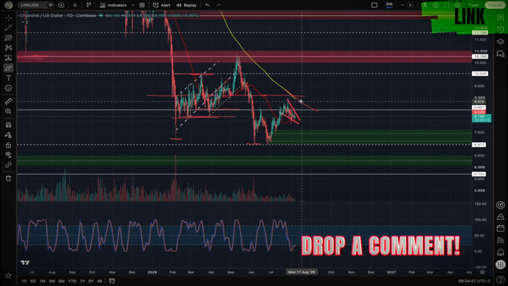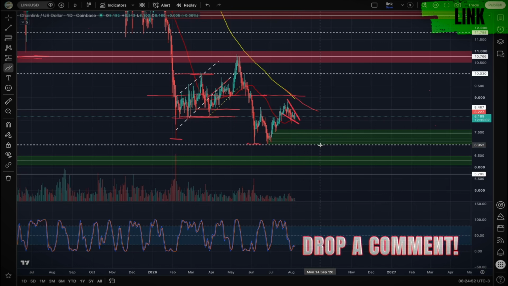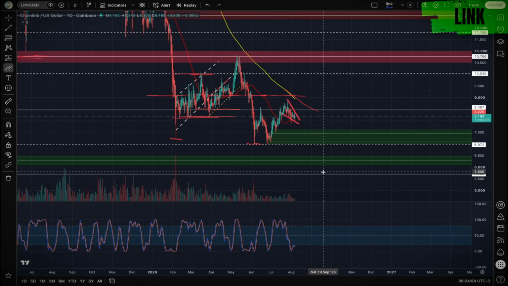We've got a bit of air up here, look for an entrance on the break with the 50 acting as support, and then look to take profits starting at around $6.9, $7, all the way down to around 5.75. But that's Link.